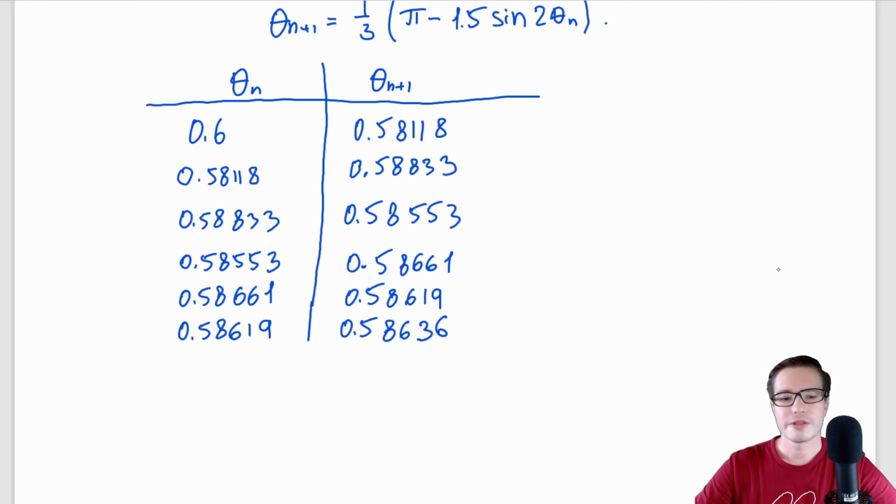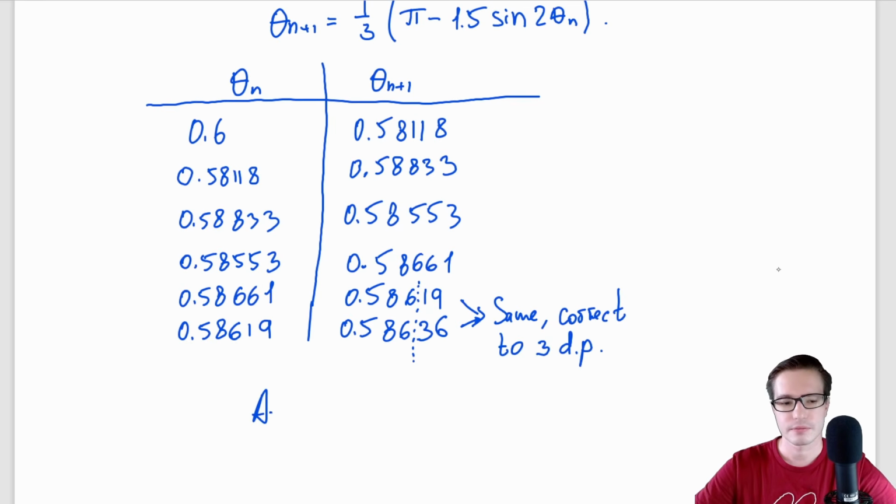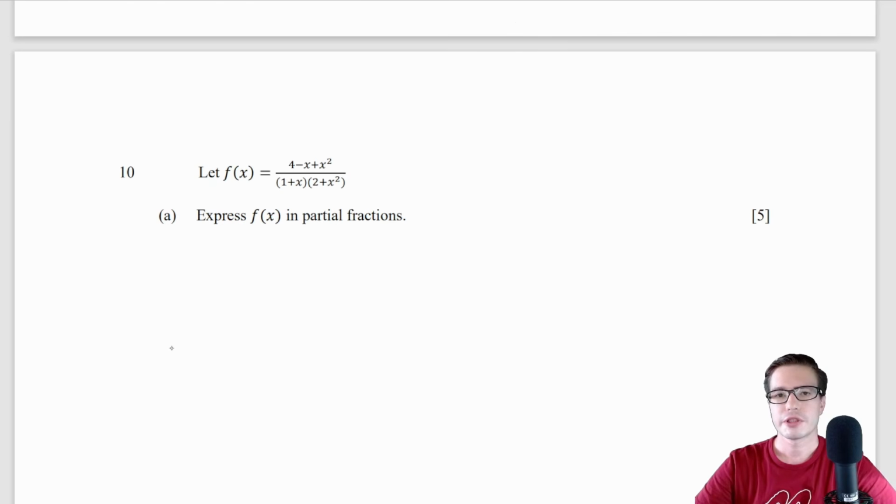And now if we look at this result, correct to 3 decimal places, that's the same number. That means we're done. Okay, question 10 is about partial fractions.